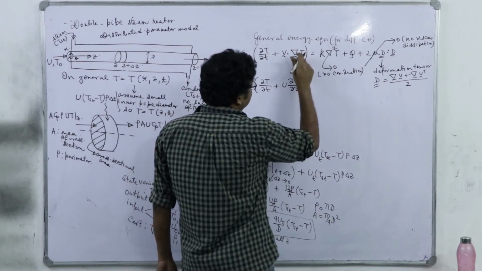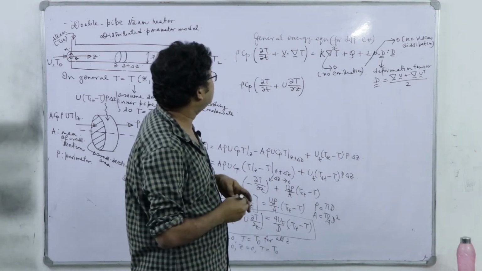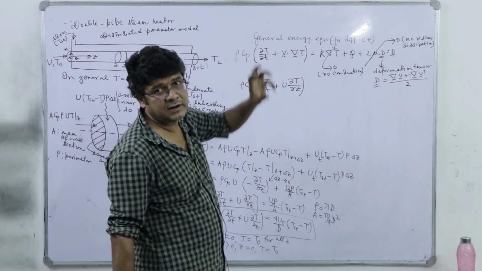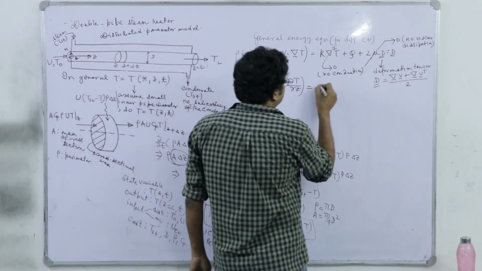All the other terms of the gradient with respect to r and with respect to theta will vanish, because the velocity vector only has a non-zero component along the axial direction. So that's equal to Q.